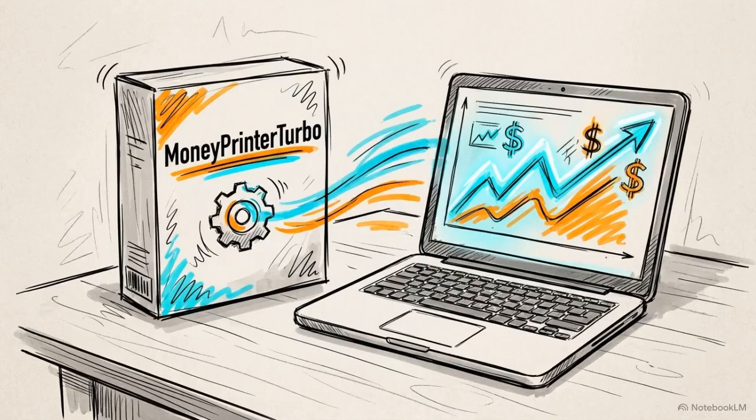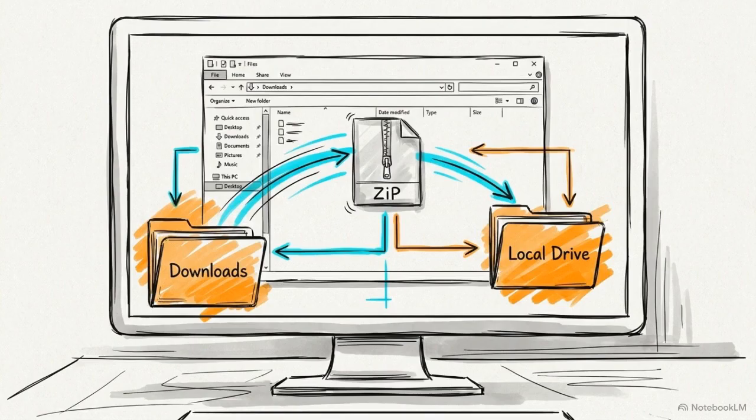Step 1 is getting the software onto your machine. Download the Windows one-click package for MoneyPrinterTurbo and extract the files directly to your local drive.